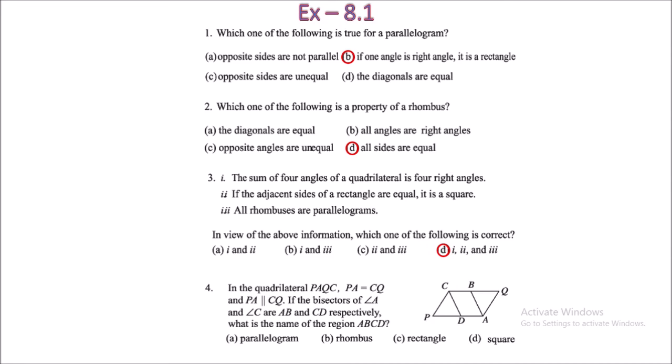In the quadrilateral PAQC, PA equal to CQ and PA parallel to CQ. If the bisectors of angle A and angle C are AB and CD respectively, what is the name of the region ABCD? So it is a parallelogram, so A is the correct answer.